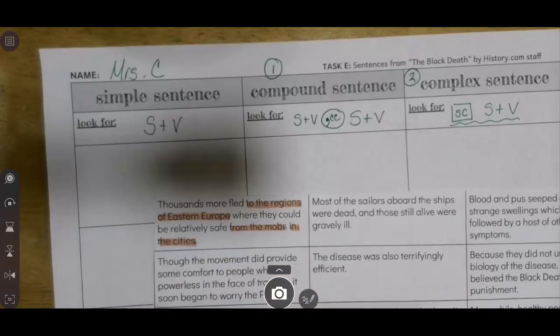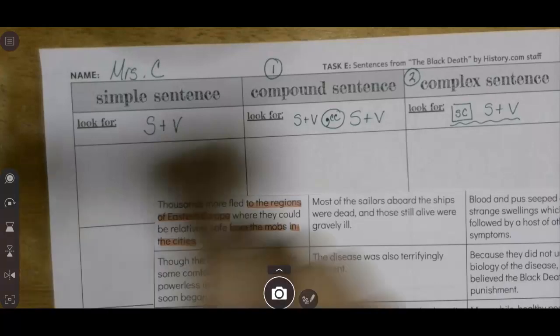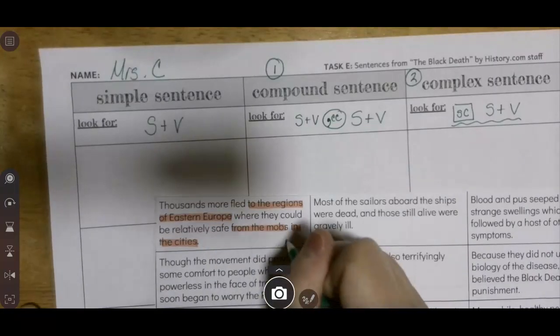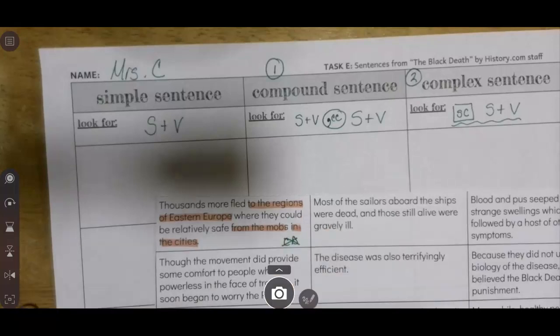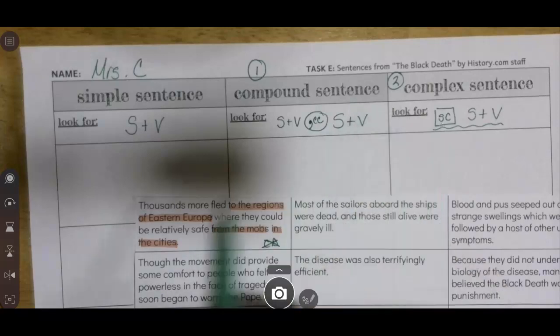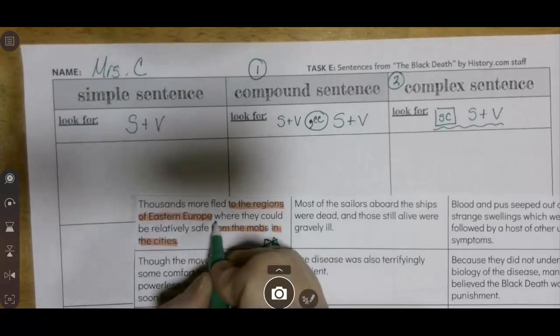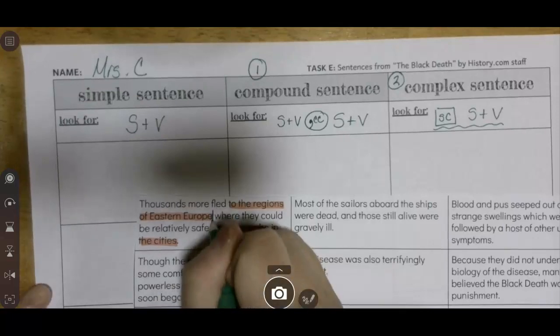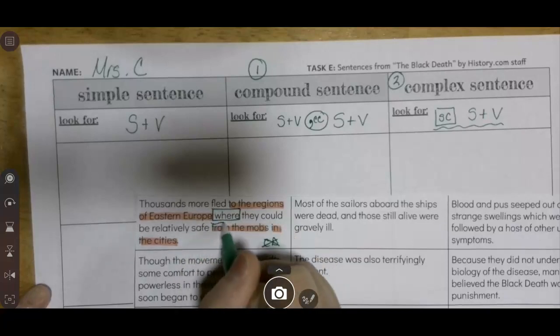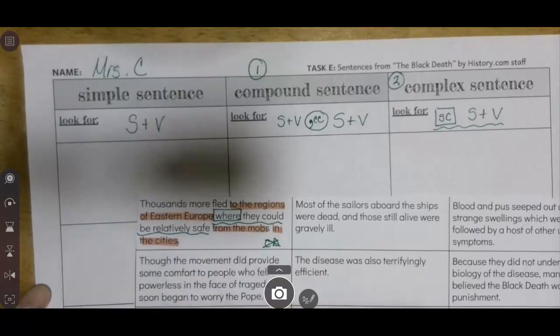So now I'm left with thousands more fled where they could be relatively safe. So I'm going to first look to see, is the sentence compound? Do I see a comma and a conjunction in there? And I do not. I know right away this is not going to be a compound sentence. So now I'm going to look to see, is it complex? Do I see a word in here that's a subordinating conjunction? And I see this WH word. I'm going to double check it on my list, and it is. So I'm going to put a box around it. And then my clause would be where they could be relatively safe.